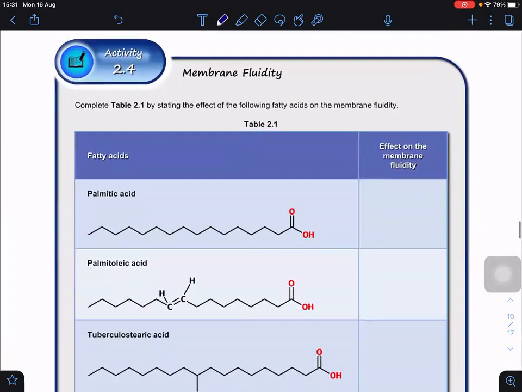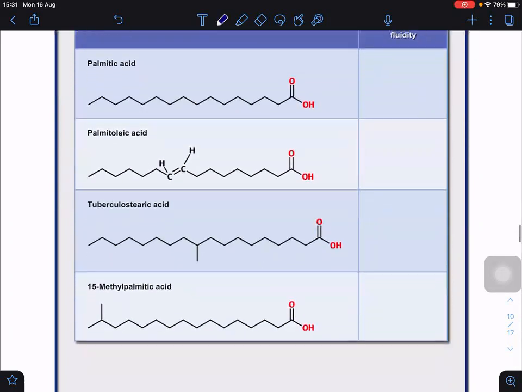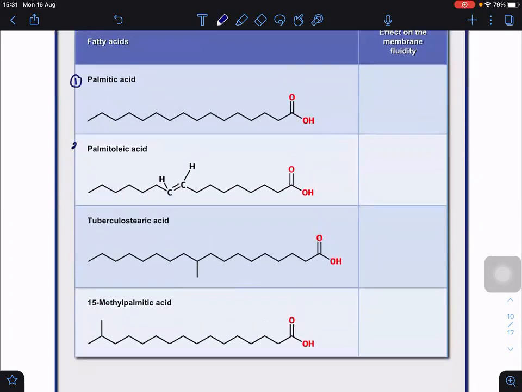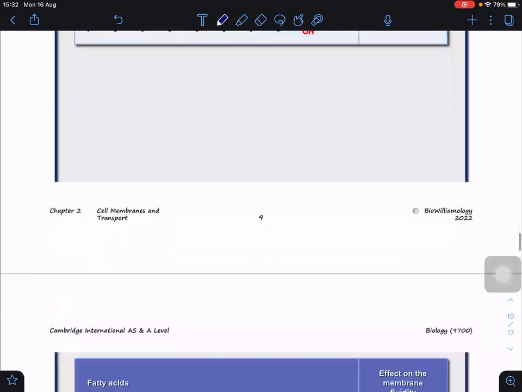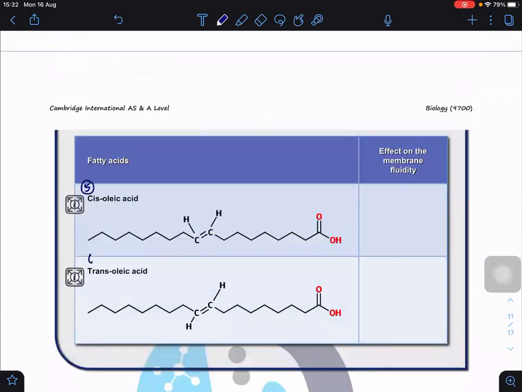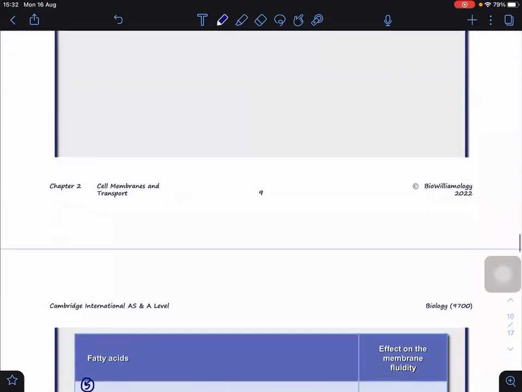So now in activity 2.4, I have some structures of fatty acids. Which one increases the fluidity? Which one decreases the fluidity? Compare number 1 and number 2, number 3 and number 4, and then number 5 and number 6. Number 5 and 6 are a little bit hard for you guys because you haven't done the chemistry about these double bonds, what we call the cis and trans positions. I will draw it later. You can try it for 2 minutes.